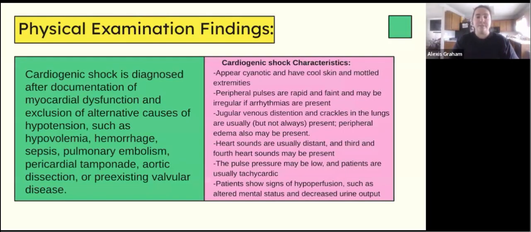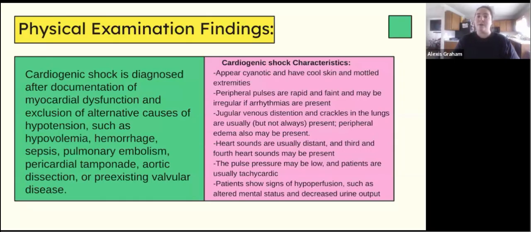So first, we're going to be talking about the physical exam findings. Cardiogenic shock is diagnosed after documentation of myocardial dysfunction and exclusion of alternative causes of hypotension, such as hypovolemia, hemorrhage, sepsis, pulmonary embolism, pericardial tamponade, aortic dissection, or pre-existing valvular disease. Some characteristics of cardiogenic shock.